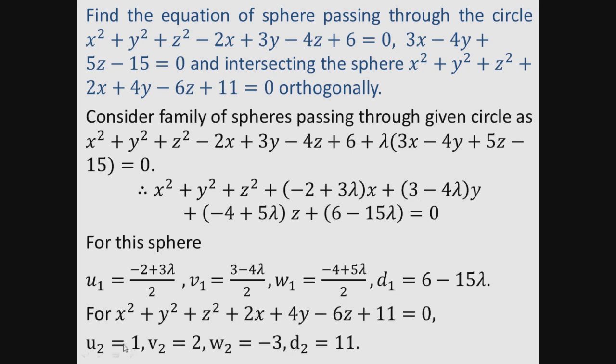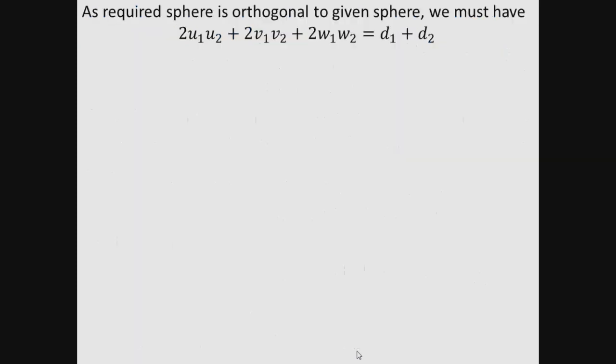Do the same thing for the second sphere. Coefficient of x by 2 will be u2, coefficient of y divided by 2 is v2, coefficient of z by 2 is w2, and constant term is d2, that is 11. And the condition for orthogonality is 2u1u2 plus 2v1v2 plus 2w1w2 is equal to d1 plus d2. Okay, so make use of this condition of orthogonal spheres and put the values of u, v, w and d into it.